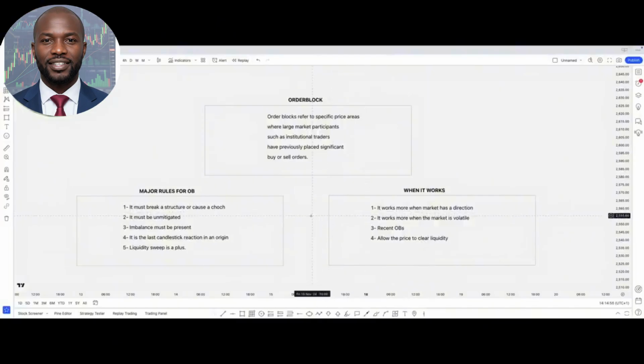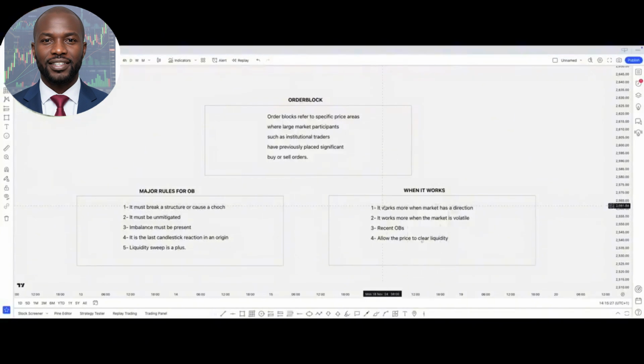We also have number 2: it works more when the market is volatile. So it's related to when the market has a direction. Volatility in the market simply means how high the momentum is. So when the market is giving good movements and it's not just slow, like during the Asian session, when the market is always slow. But during the London and New York sessions, you will get the movement, the momentum you're looking for. So it works more when the market is volatile.